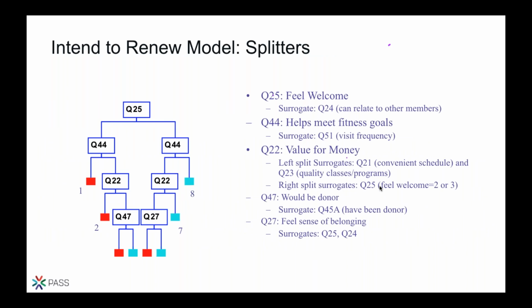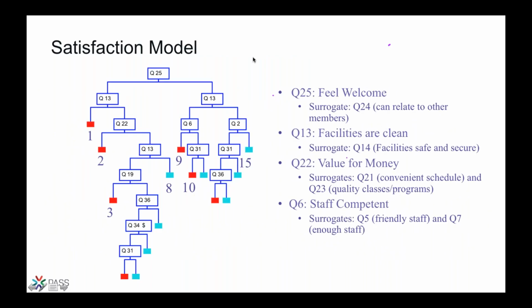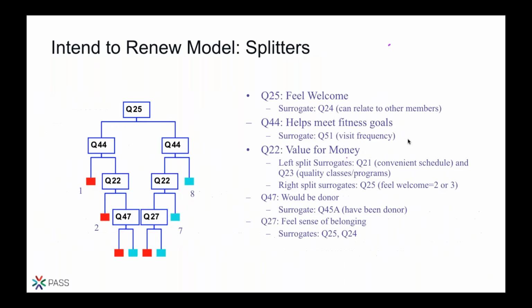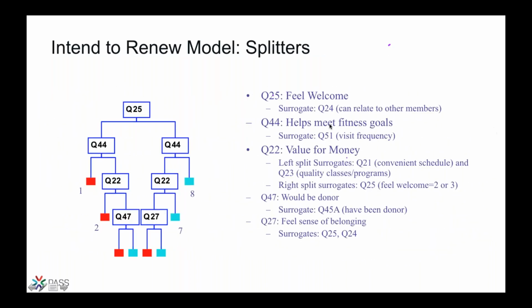Third model, intend to renew. What defines this? You'll see one other factor that strongly showed up here for your likelihood to renew, and that's meeting fitness goals. Satisfaction, I'm going to kick back to satisfaction just for a moment. It's about feeling welcome, the value for the money, and the facilities themselves. Now, if you're likely to renew, what comes into this, sorry, wrong slide, fitness goals is more important.